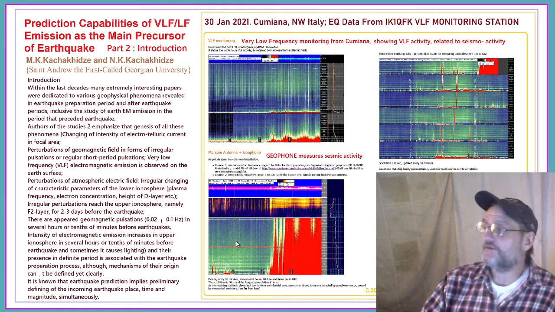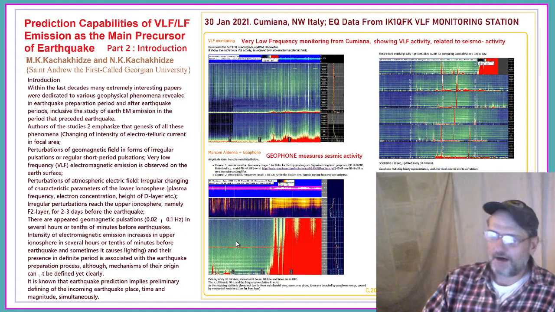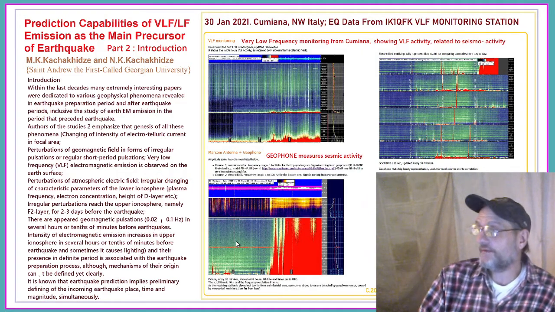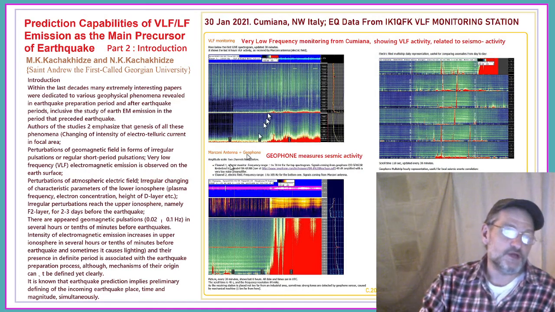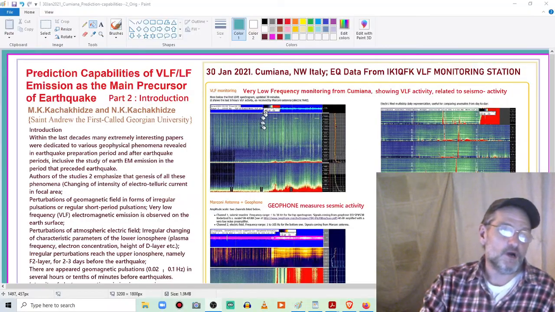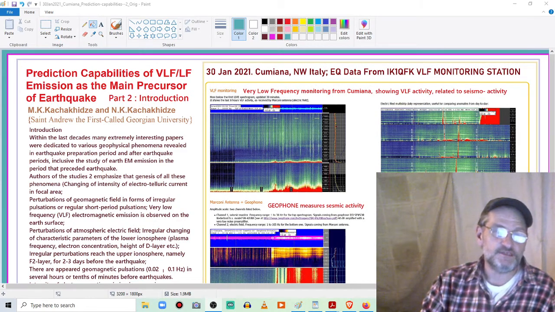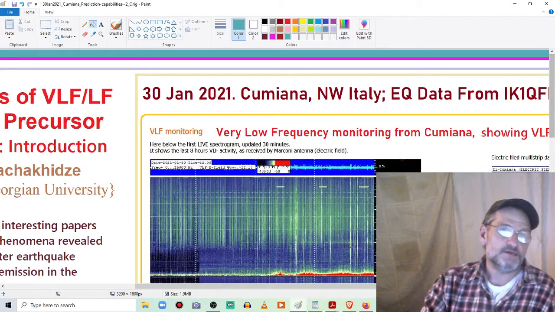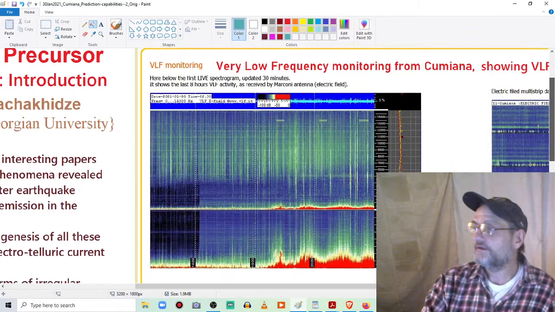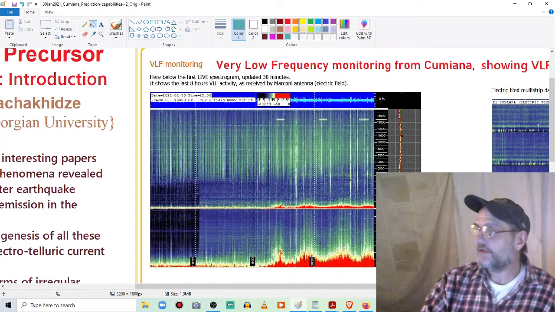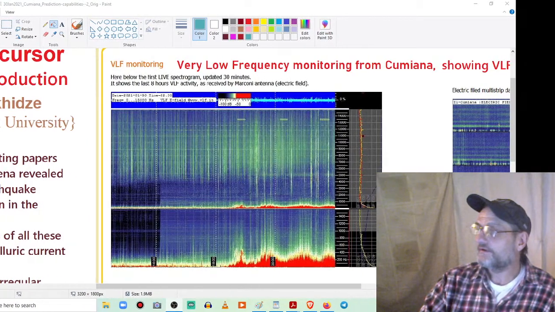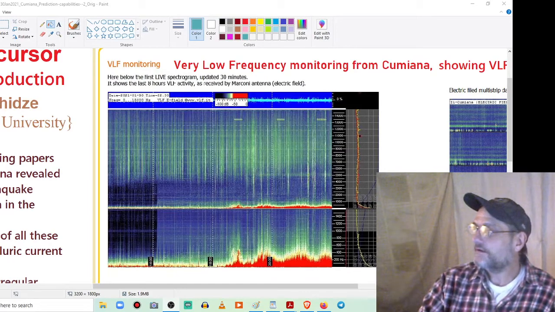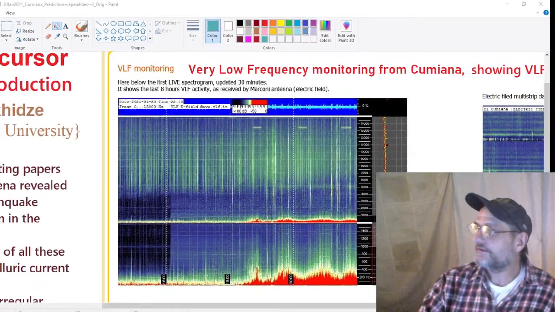Cumiana has great visual graphics of the latest reading, the amplitude readings in that geographical area. In this discussion, we're going to look at this in a little more depth than we did last time. Let me bring this up to 100%. Okay, let me adjust it over here.